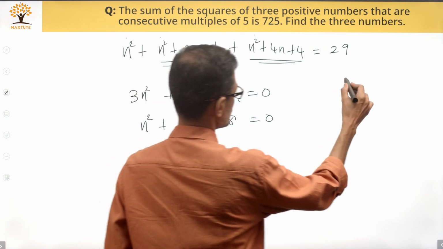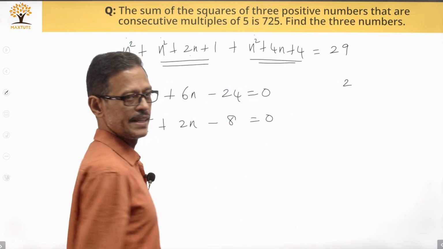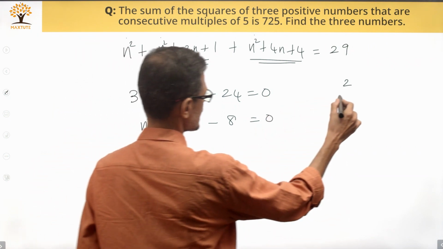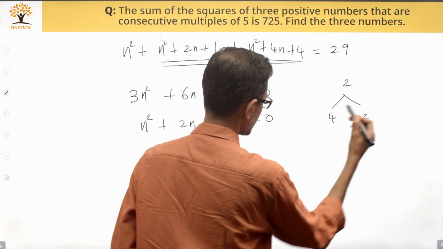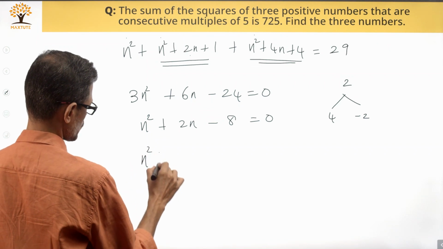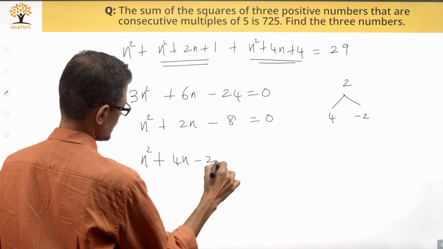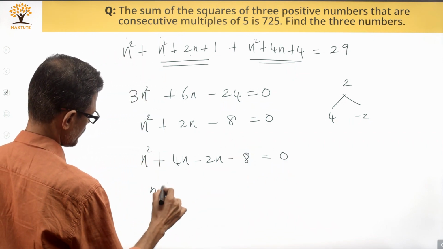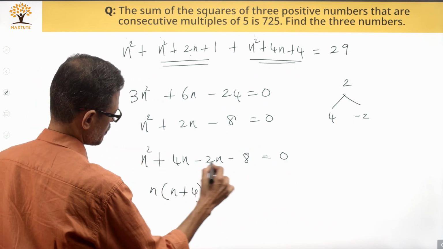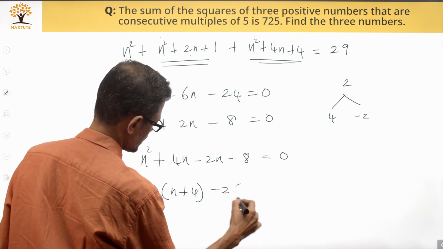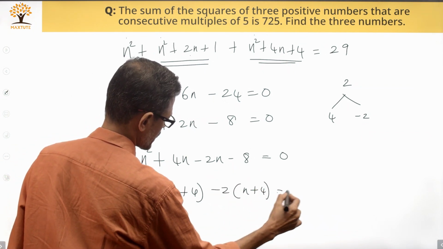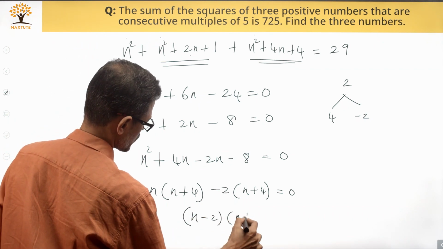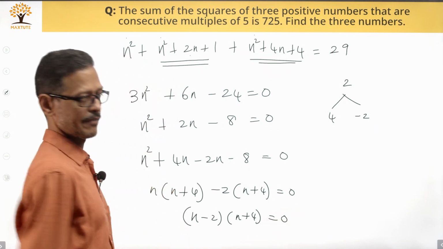The sum is 2 and we want the product to be equal to minus 8. 4 into 2 will give us 8. We want a minus 8. So, let us go with a plus 4 and a minus 2. So, this will factorize as n square plus 4n minus 2n minus 8 is equal to 0. n common from the first and the second term will leave us with n plus 4, minus 2 common from the third and the fourth term will leave us with another n plus 4, which is equal to 0. So, (n minus 2) times (n plus 4) is equal to 0 is what we have.